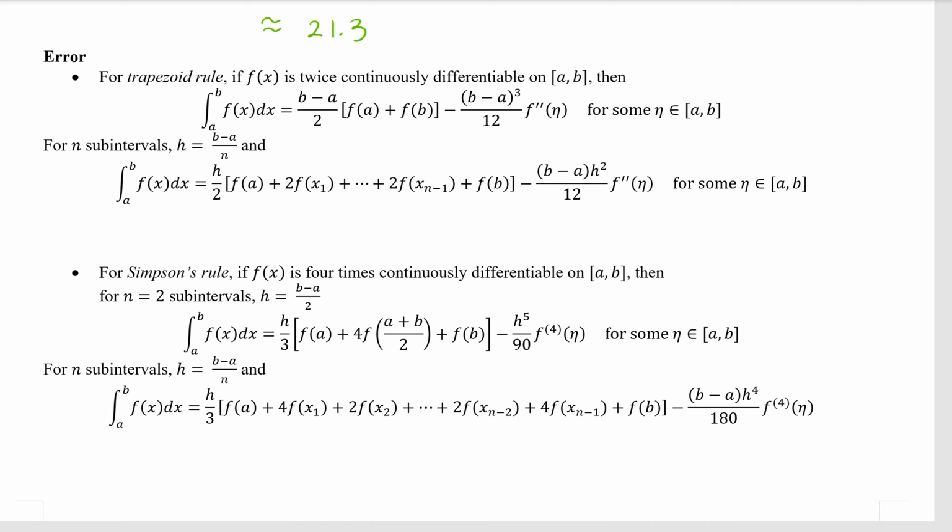Hi everyone! Last time we talked about using the trapezoid rule and Simpson's rule to approximate integrals, right? So today let's talk about the error.